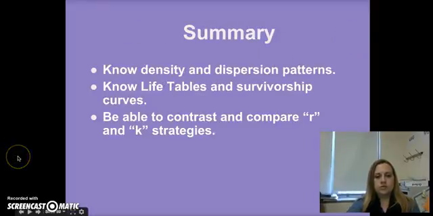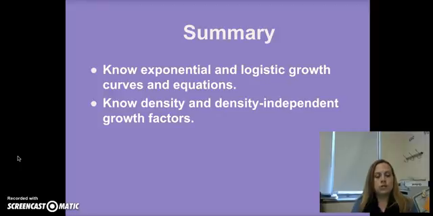All right, so for your summary for this chapter, you should be able to talk about population density and dispersion patterns. You should understand life tables and survivorship curves. You should be able to compare and contrast r and K species and the strategies that they use. You should know exponential and logistic growth curves and equations, more importantly the curves and what they mean. But if given the equation, you should be able to talk about the equations and what they mean. And then also density-dependent and density-independent growth factors. You should be able to talk about both of those.